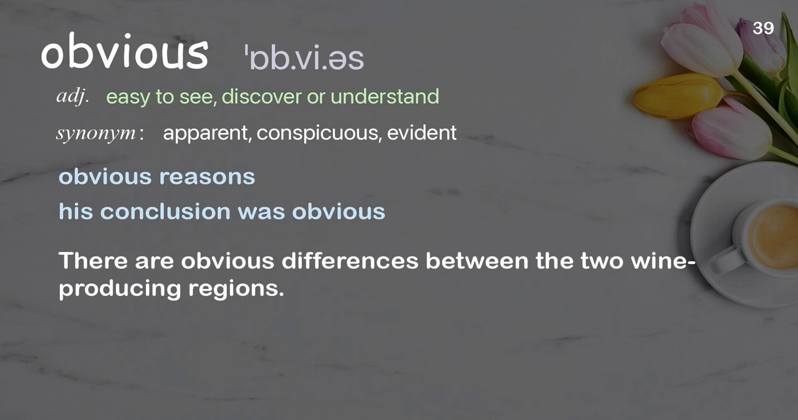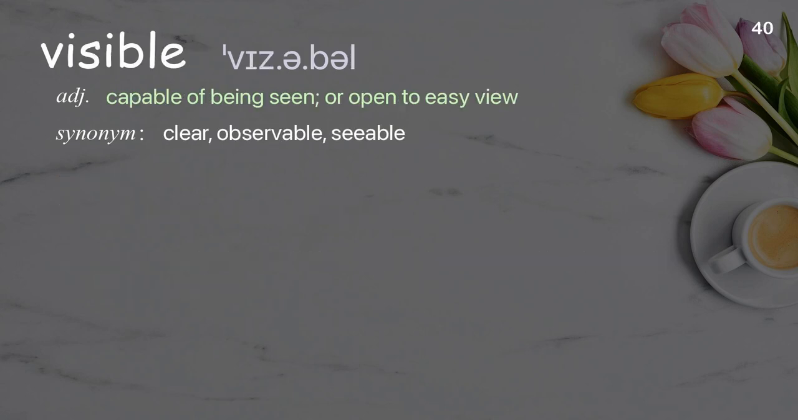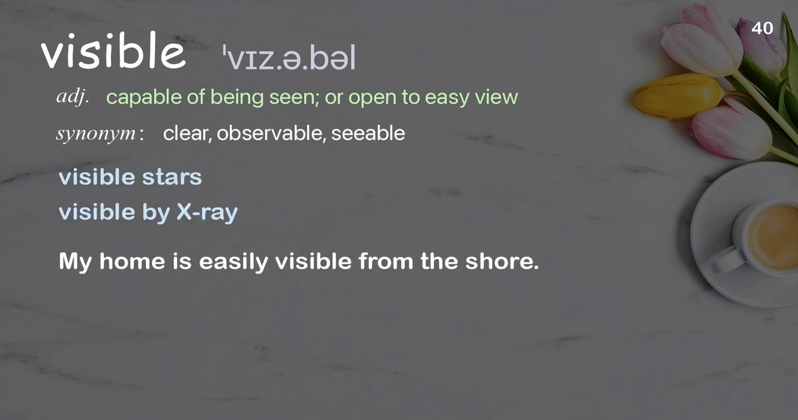Visible: Capable of being seen or open to easy view. Examples: visible stars, visible by X-ray. My home is easily visible from the shore.